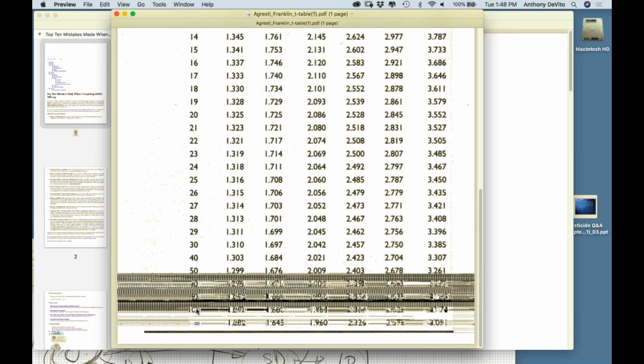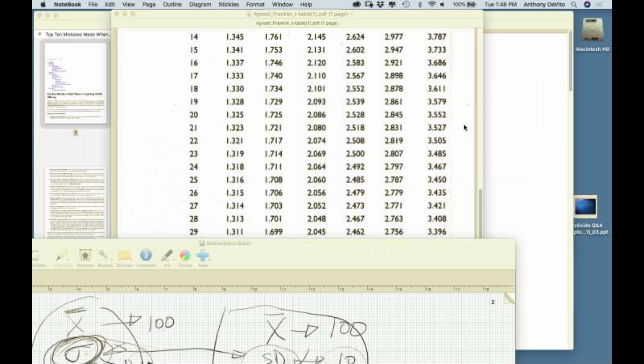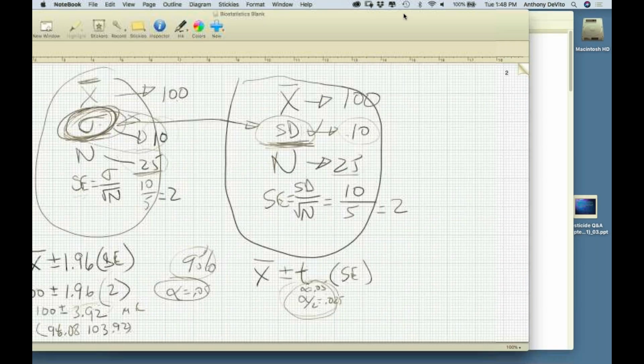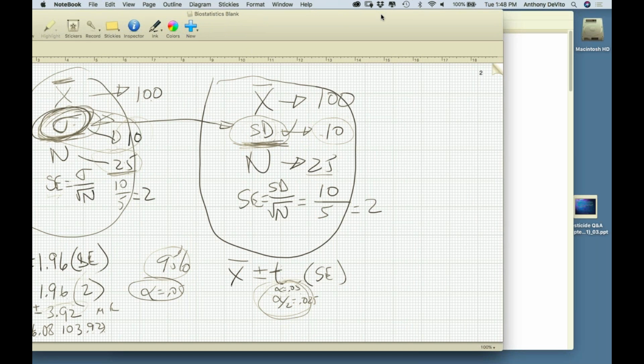But that's where you use it. You use the t-table where I haven't given you, or the situation hasn't given you, the standard deviation for the population, and you have to depend on the sample to approximate it. Okay, so let's go back to our example here. So in our example, let's calculate our confidence interval.